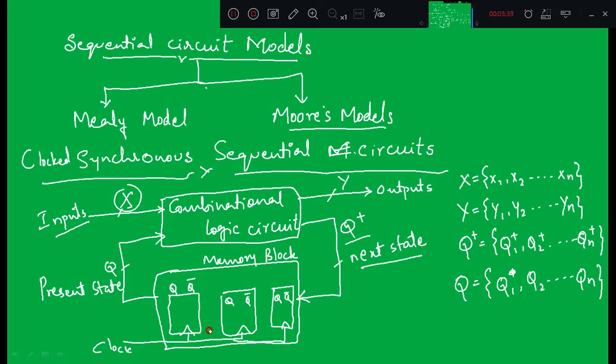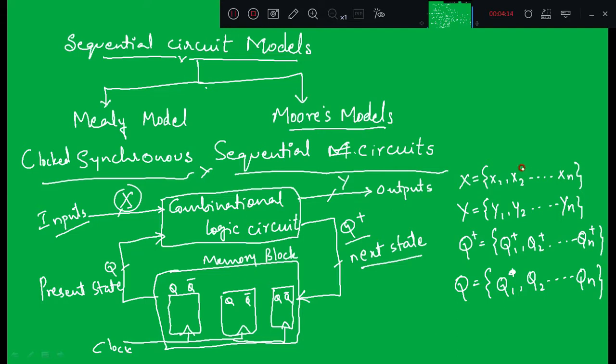Why is it called clocked synchronous? First of all, because the clocks of all the flip-flops in the memory block are combined together and connected to a common signal called the clock, right? For this reason it is called a clocked synchronous sequential circuit. How we are going to generate those models, we will see at a later stage. Now you just worry about how a sequential circuit can also be represented using a combinational logic circuit, right?